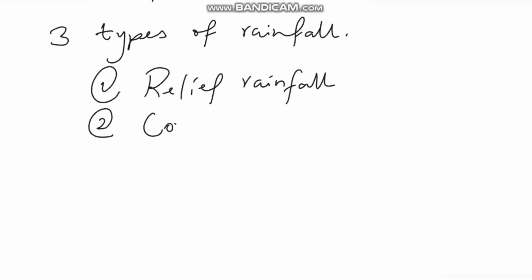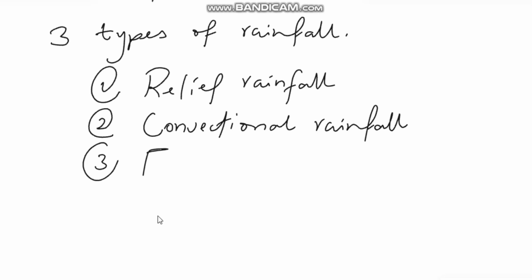This gives us the 3 types of rainfall. One is relief rainfall because of the relief feature. Two is convectional rainfall, which is resulting from air rising in form of convectional currents. And the third one is frontal rainfall, which is formed as a result of warm air meeting cold air. That is the process of rain formation.